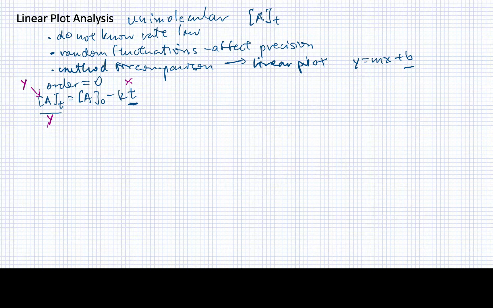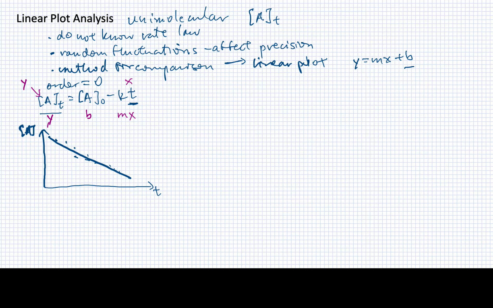I can identify t as x, so this is like mx, and this A at time 0 is b. So in fact, I already have this in a linear format. If I were to plot the data for this, I would simply have to plot the concentration of A as a function of time, like this, and it will be a bunch of points, and I shouldn't make them look too curvy. It'll be a bunch of points like that, and the best fit line through those points will be the thing that I get from a data regression analysis, a linear regression analysis.